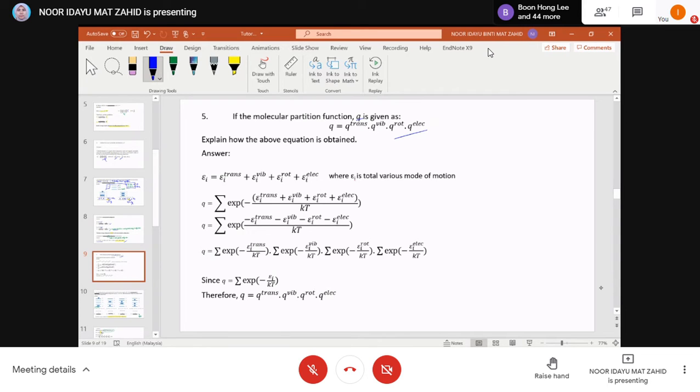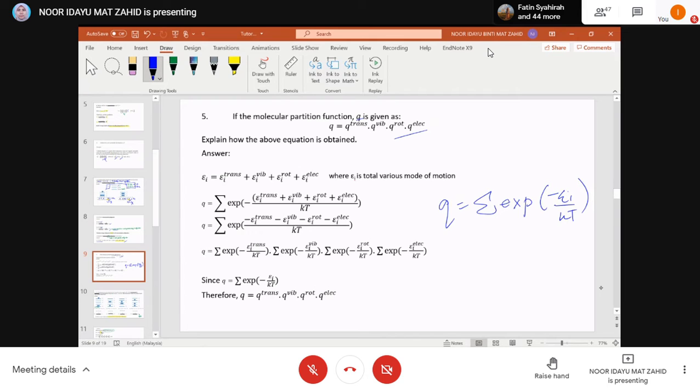We know that the energy level for each level is also equal to the contribution from each mode of motion: translational, vibrational, rotational, electronic, where epsilon i is the total of the various modes of motion. So we go back to the equation for the molecular partition function. Right, this is the general expression for the molecular partition function.